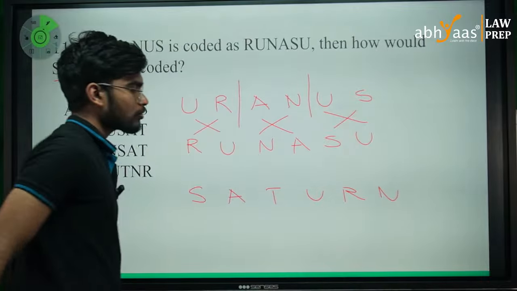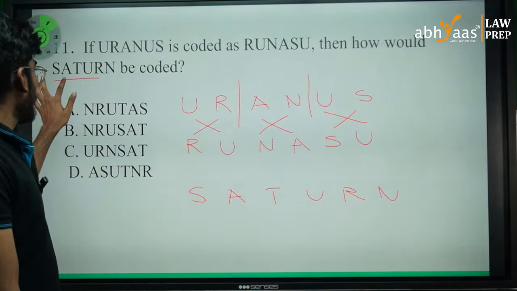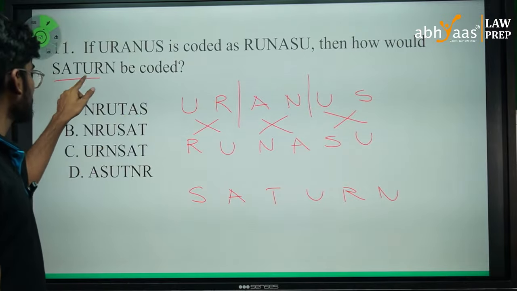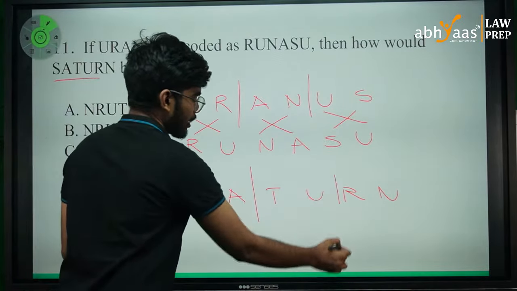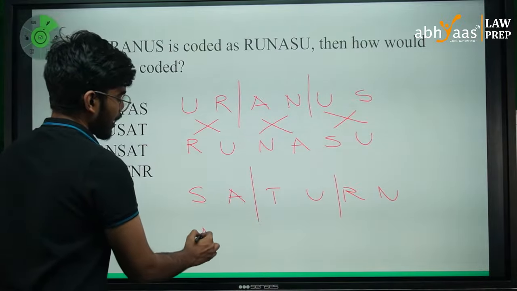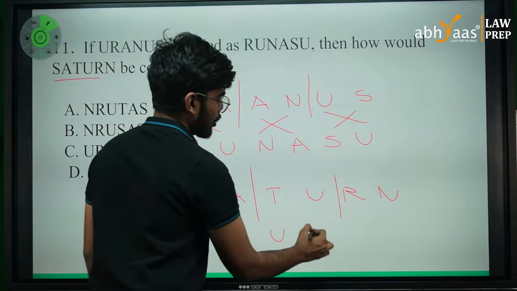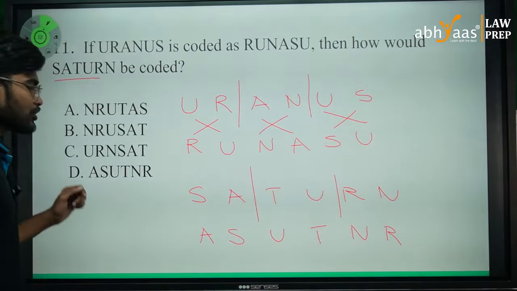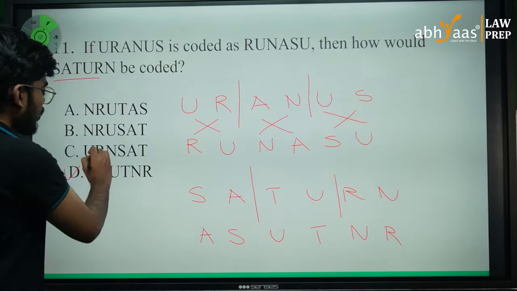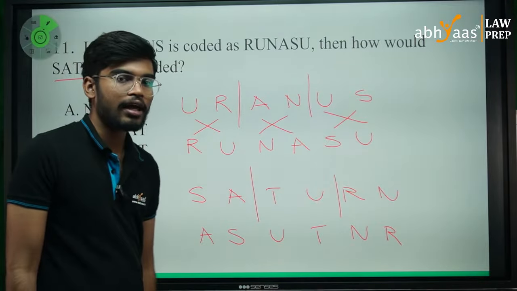What you're supposed to do, see, these questions you can answer directly: ASUTNR. Or if you want me to explain it, I'll split this into 3 and next reverse these letters: AS, next UT and NR. ASUTNR. In which option is it there? It is there in option D, ASUTNR.